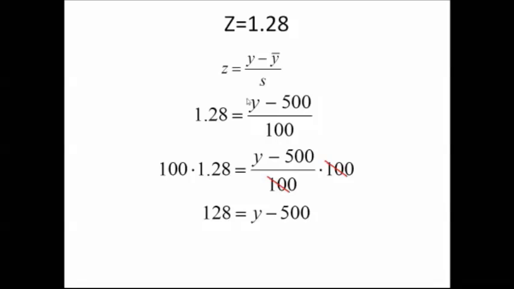What's our last step in order to isolate our y and solve for it? Add 500 to both sides, and we see that our y is equal to 628. Now this is our SAT score.